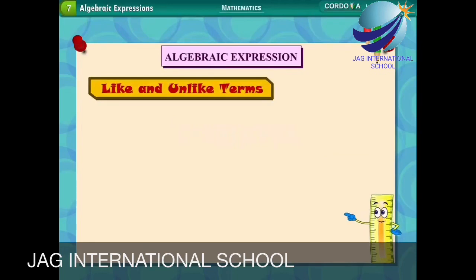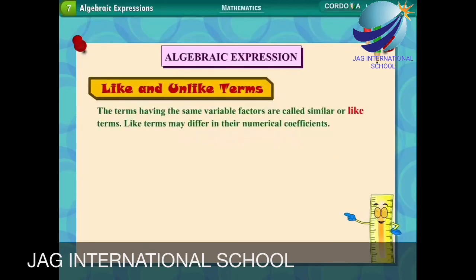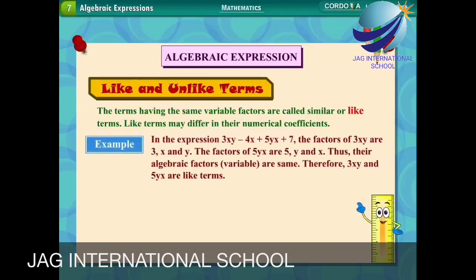Like and unlike terms. The terms having the same variable factors are called similar or like terms. Like terms may differ in their numerical coefficients. Example: in the expression 3xy minus 4x plus 5yx plus 7, the factors of 3xy are 3x and y. The factors of 5yx are 5y and x. Thus, their algebraic variable factors are the same. Therefore, 3xy and 5yx are like terms.